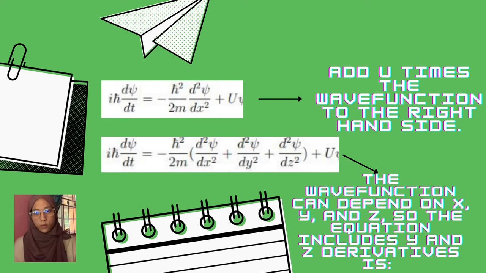So for the above equation, the wave function can depend on x, y, and z. So the equation including the y and z derivatives will give us this equation.